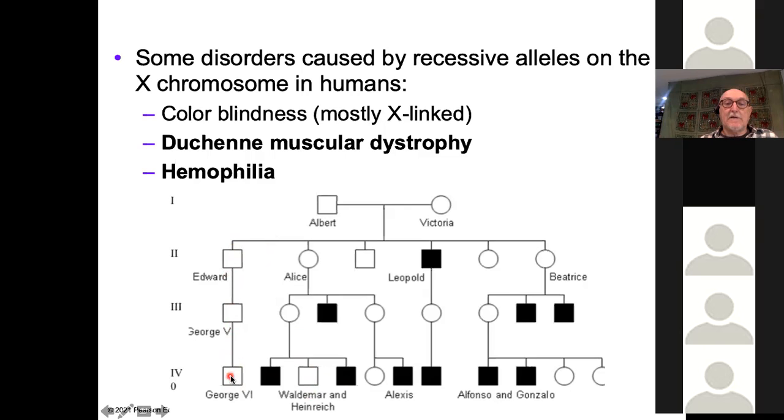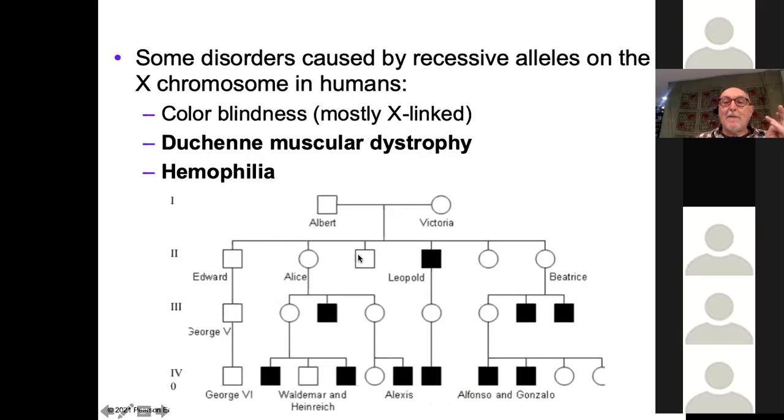This here is the current Queen's father, George VI. That's just his father, George V. That's his father, Edward. None of them show the hemophiliac allele at all. None of them. So they are lucky because they've escaped it.